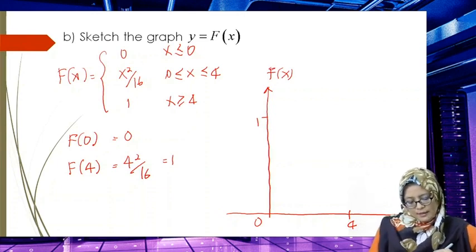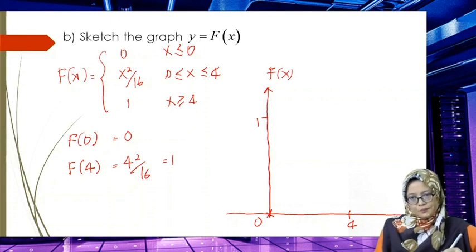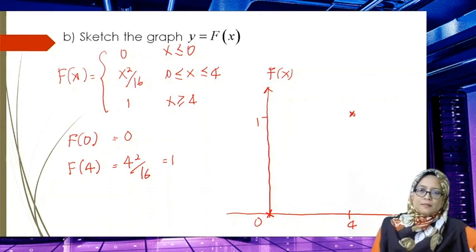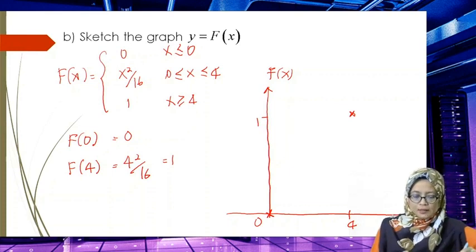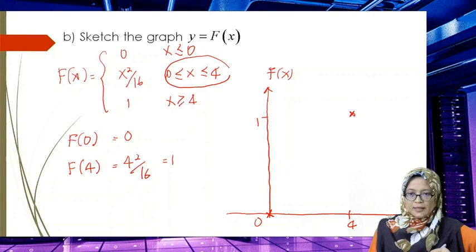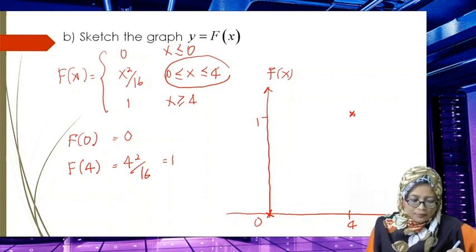Okay, kalau x 0, fx pun 0, so ini 0, 0. Kalau x is 4, fx is 1, so ini 1. Bila kita dah tandakan titik tu, kita kena tengok balik 0 to 4, graf dia function x square. So x square is quadratic, maksudnya titik ni akan membentuk curve kuadratik lah.